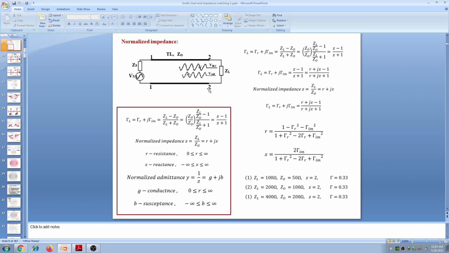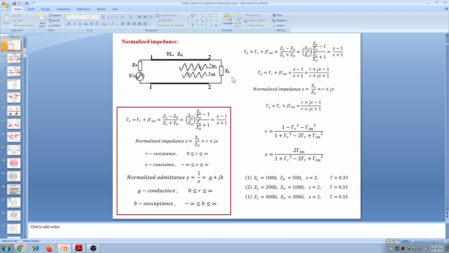So the reflection coefficient depends upon the normalized impedance. If the normalized impedance is given, you can get the value of ZL. For example, if Z0 is given and the normalized impedance is given, you can get the value of the actual impedance ZL. Just multiply the normalized impedance by Z0, the characteristic impedance of the transmission line, and we will get the actual value of this ZL.